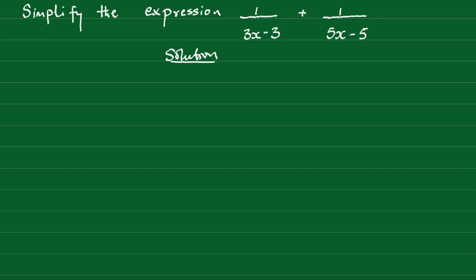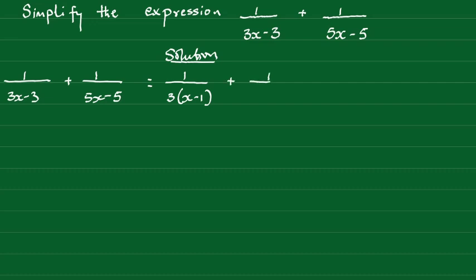Next, we copy out our expression. We have 1 divided by 3x minus 3 plus 1 divided by 5x minus 5. Now, first of all, what we do is factor out the constants at both denominators. And so we have 1 divided by a factor of 3, bracket open x minus 1 bracket close, plus 1 divided by, here we factor out 5, and we're left with x minus 1 bracket close.